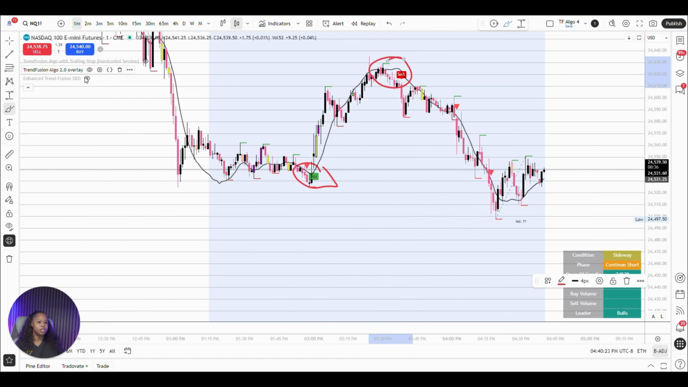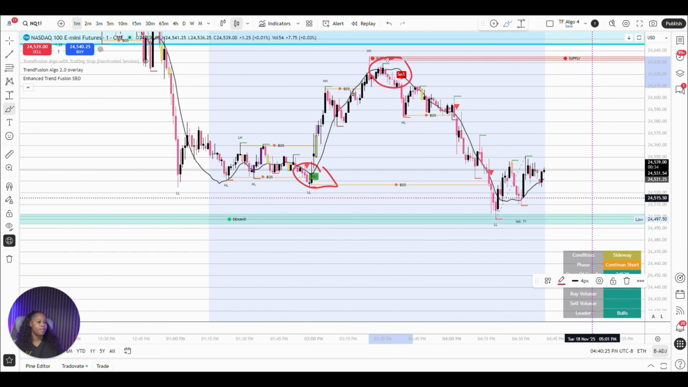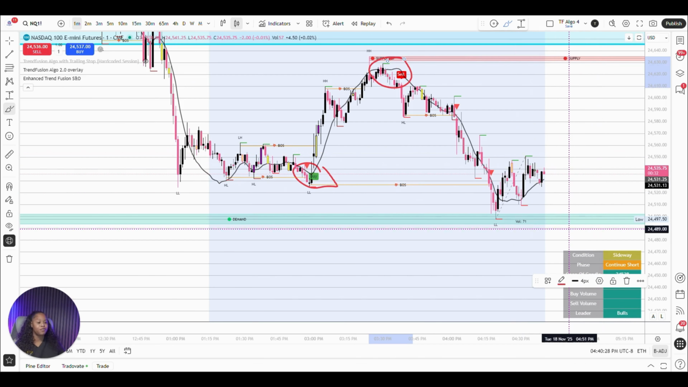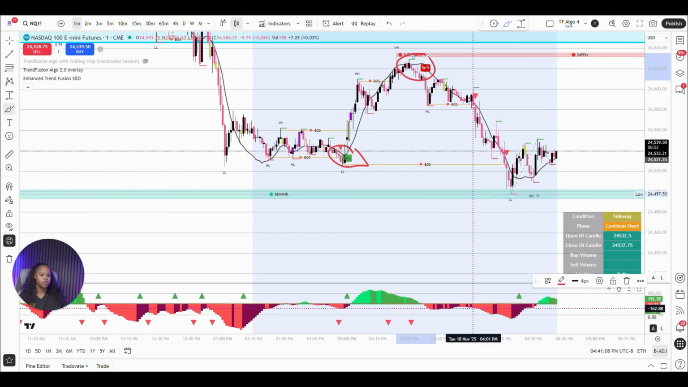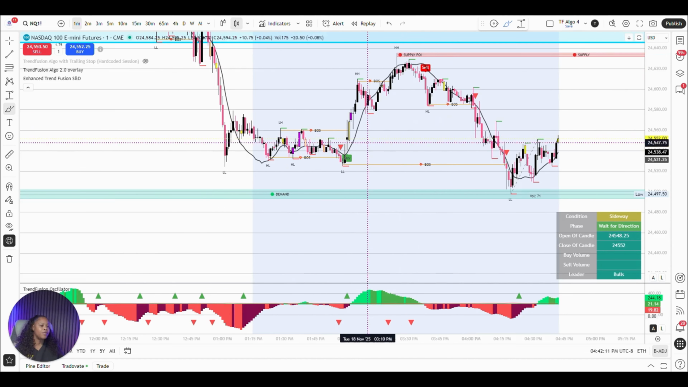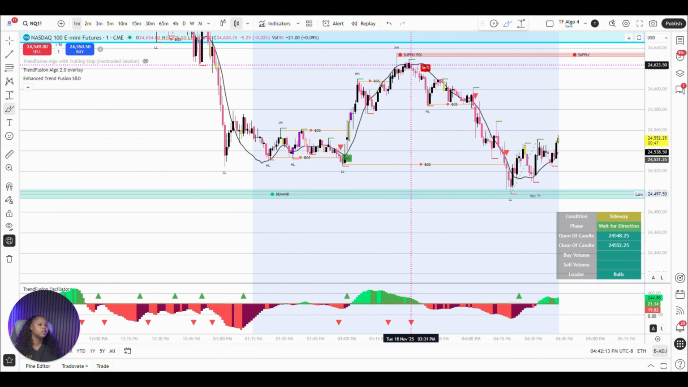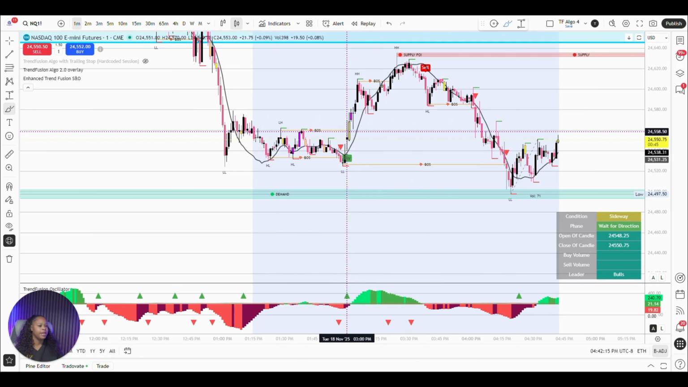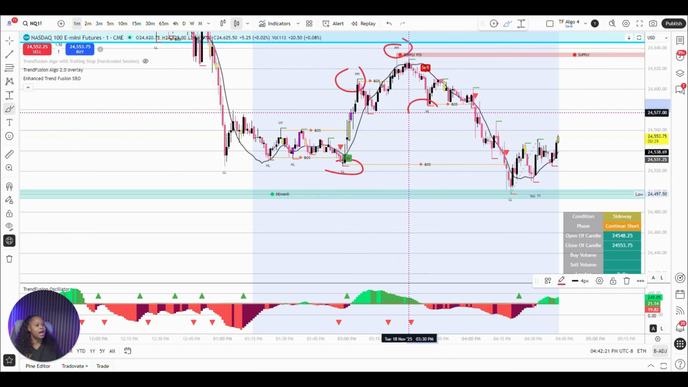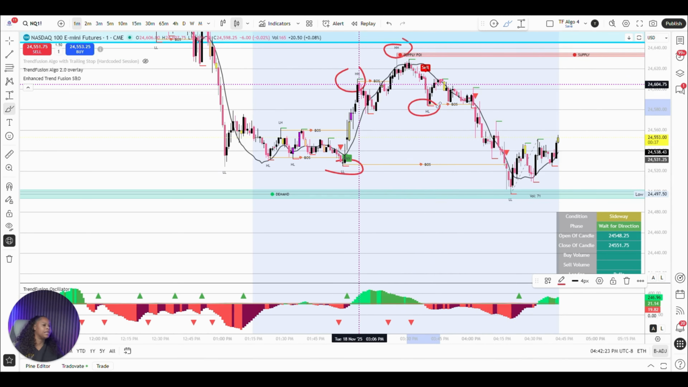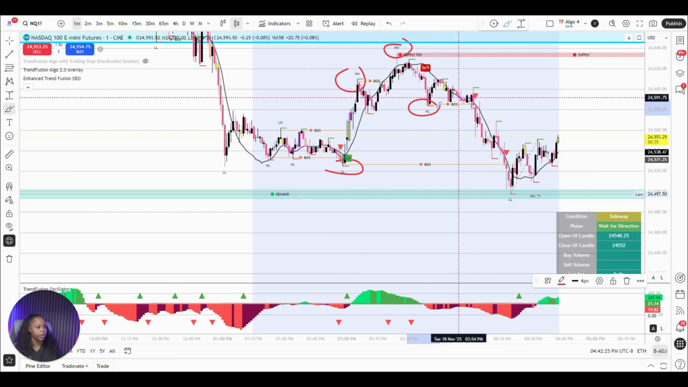Now, in conjunction with that, I use a supply and demand indicator that's made specifically for this algo. The last tool that we're going to need is the TrendFusion Algo oscillator. Now that I have all three of my tools on, I can clearly see where the market is going. I can see here we made a lower low, we made a higher high here, and a higher high here. We also made a higher low here. So this is telling me exactly what the market is doing, what price action is doing.